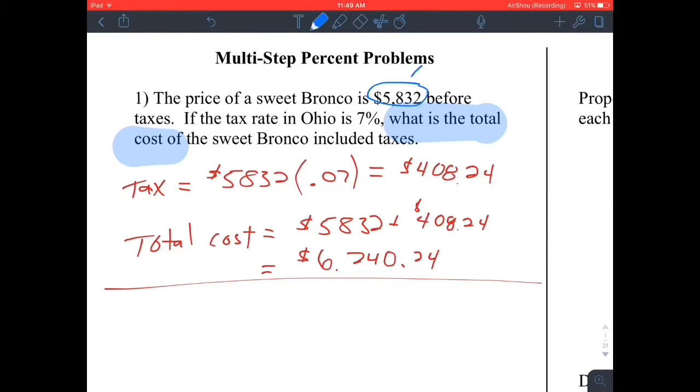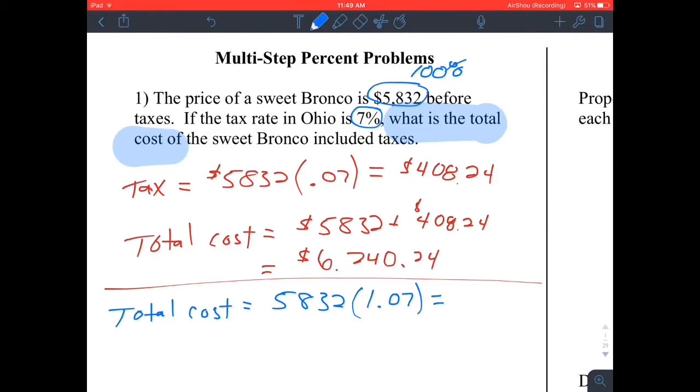There's another way to do this problem, and that's if you understand that the original price represents 100% of the cost. In addition to that, you're going to be paying another 7%. So another way to do total cost would be to take the price of the vehicle and multiply it by 107%. The 100% comes from the total cost of the vehicle, the 7% comes from the tax.